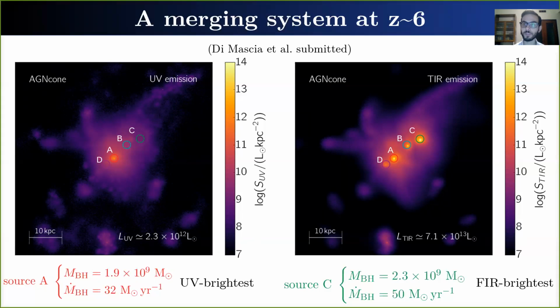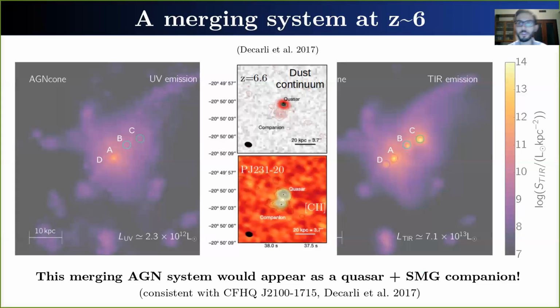Furthermore, source C has the black hole that is accreting the most, but this black hole is completely dust obscured. And also the UV bright source is source A, while the far-infrared bright source is source C. This system, that is an AGN merging system, will then appear as a quasar plus an SMG companion, which is consistent with recent observations like the one by Decarli and collaborators 2017.